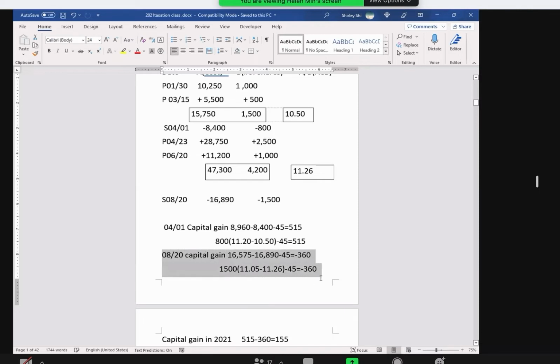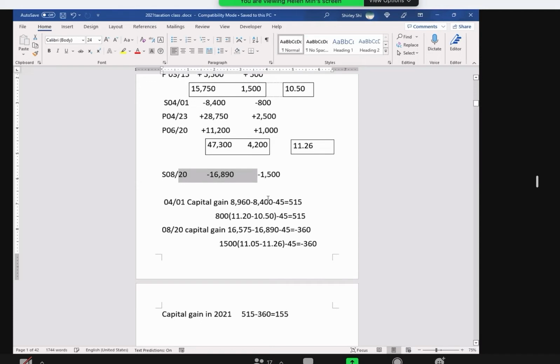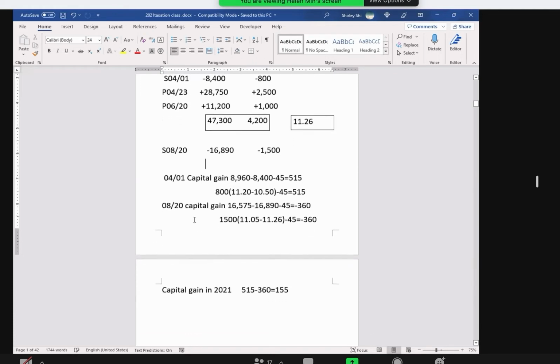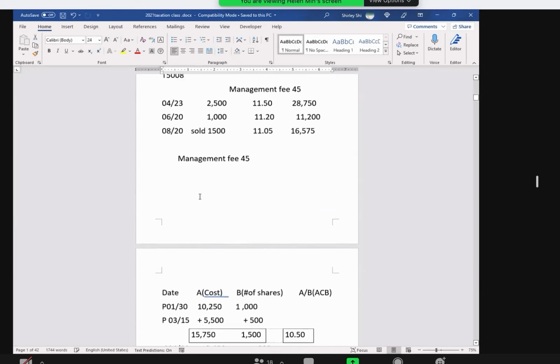You don't need to do this calculation because it is in 20 days. If you purchase, then you sell within 20 days, don't calculate capital loss. But the calculation is the same. You need to subtract that cost, and then you continue by the end of the year. So that means in 2021, your capital gain is 515. Don't subtract the 360 because it's in 20 days.